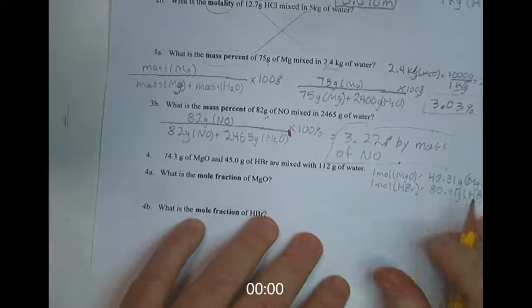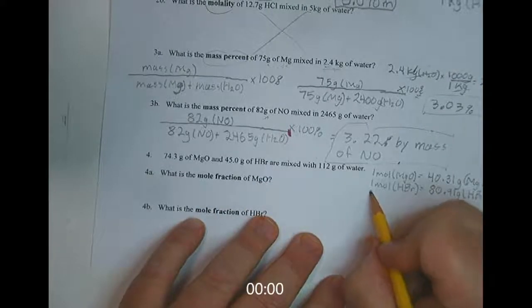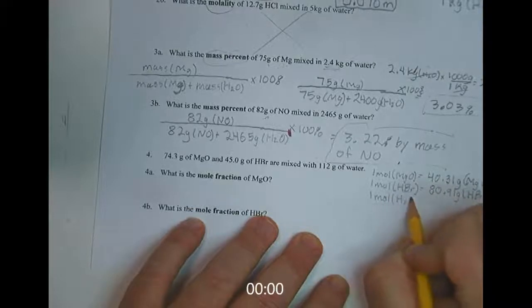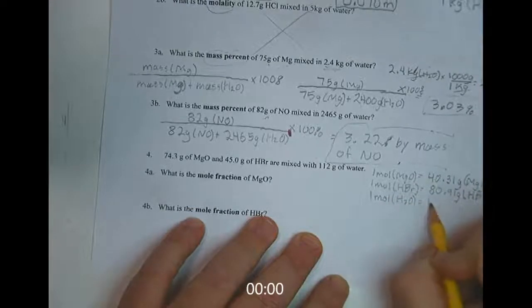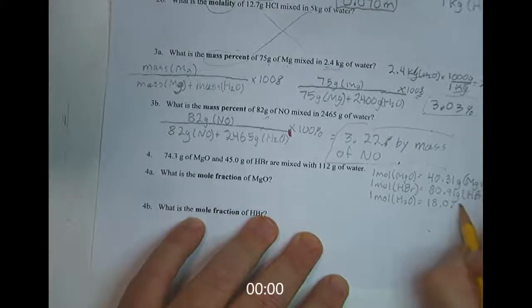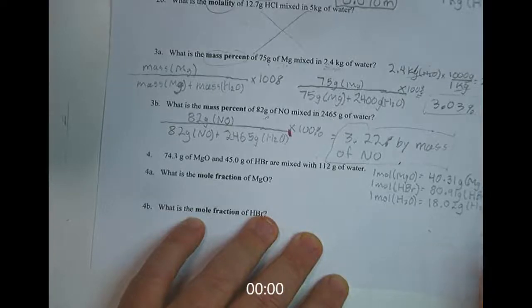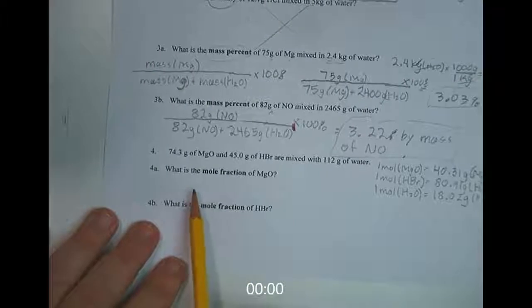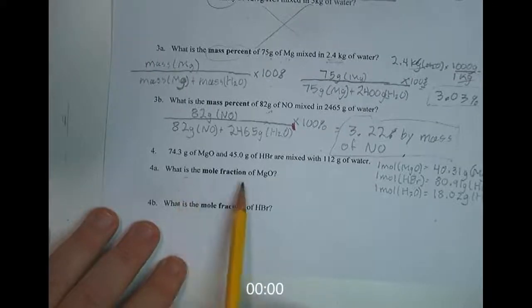Okay, and 1 mole of water is equal to, this is one you'll have memorized if you don't already, 18.02 grams of H2O. So there's our 3 molar mass conversions. Okay, now let's figure out what the mole fraction of MgO is.